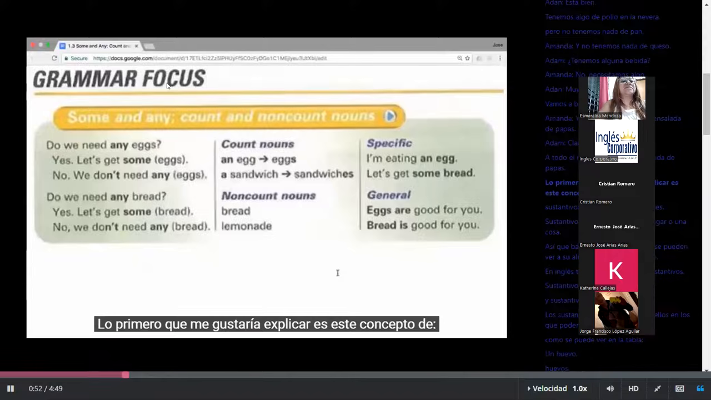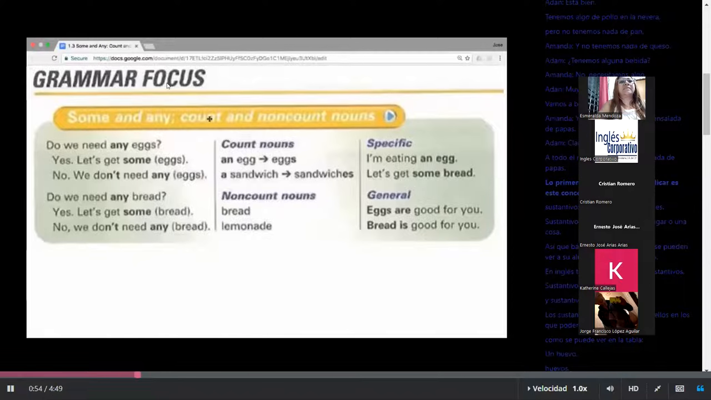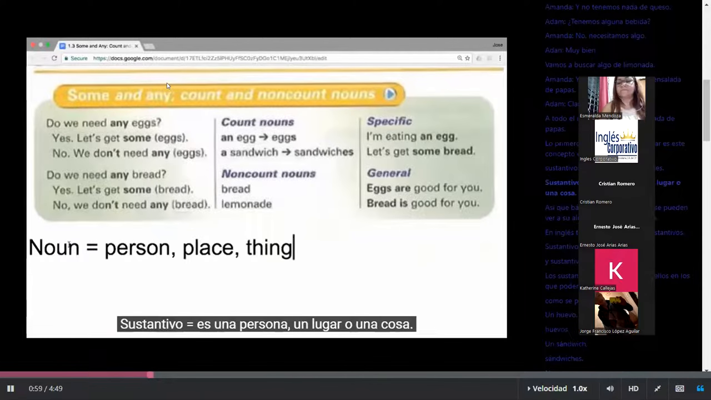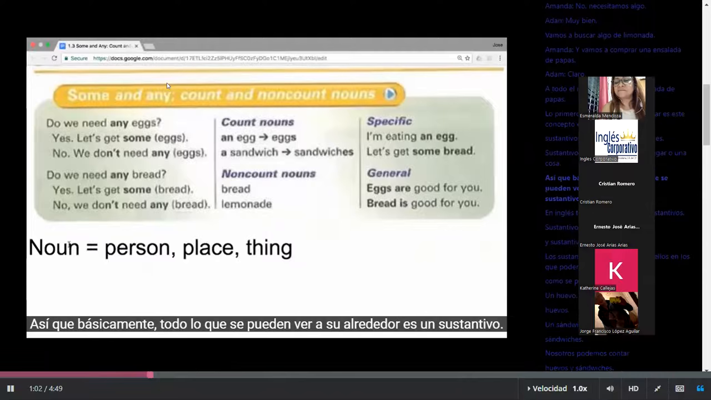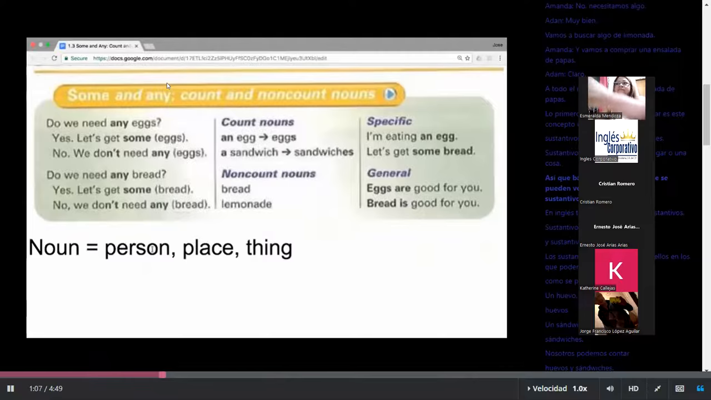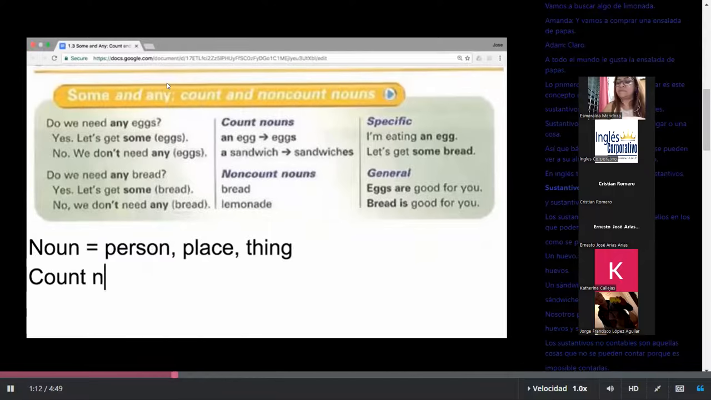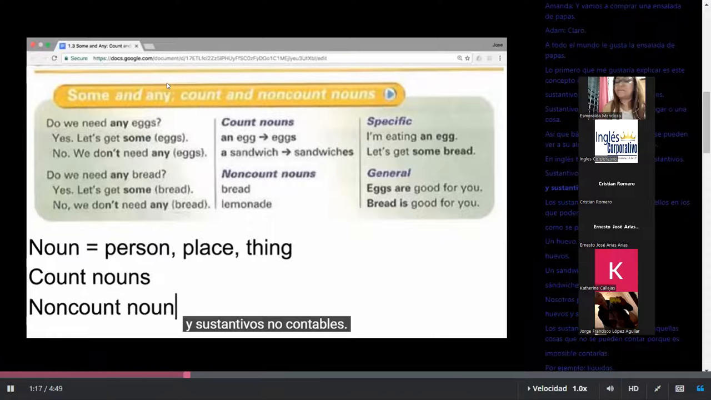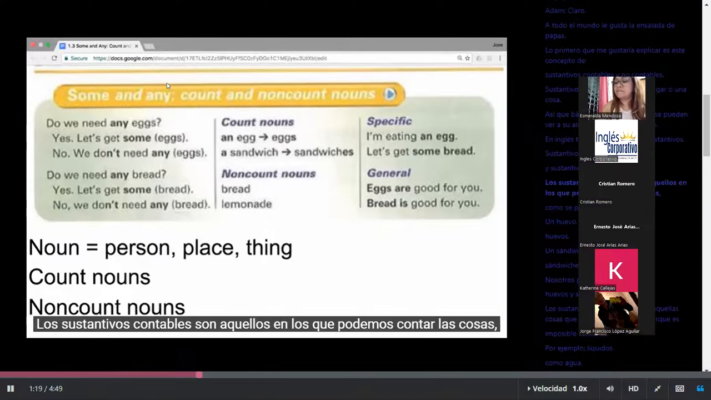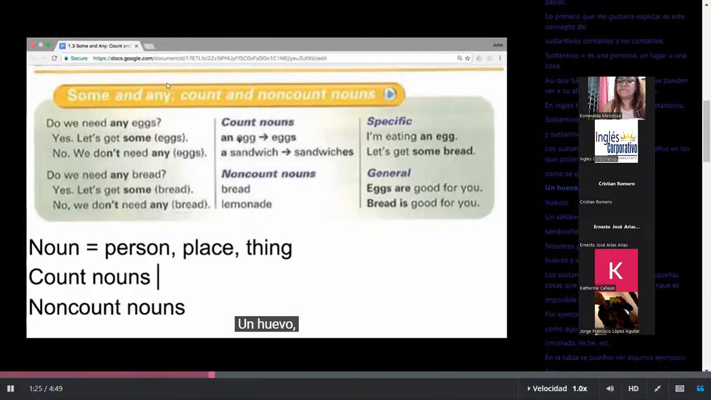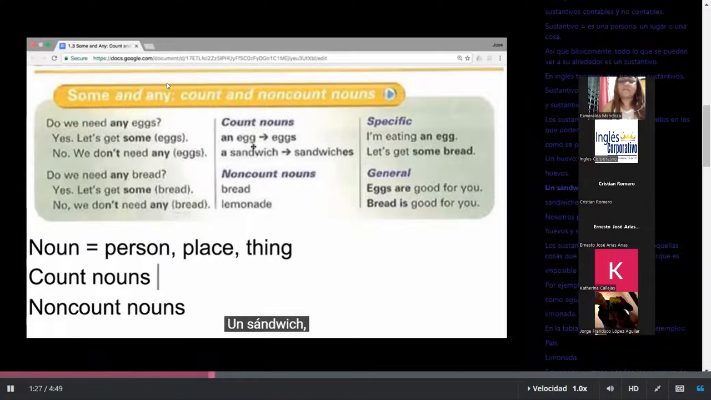The first thing that I would like to explain is this concept of count and non-count nouns. A noun is a person, a place, or a thing. So basically, anything that can be seen around you is a noun. In English, we have two types of nouns. We have count nouns and non-count nouns. Count nouns are those things that you can count. As you can see on the chart, an egg, eggs, a sandwich, sandwiches.